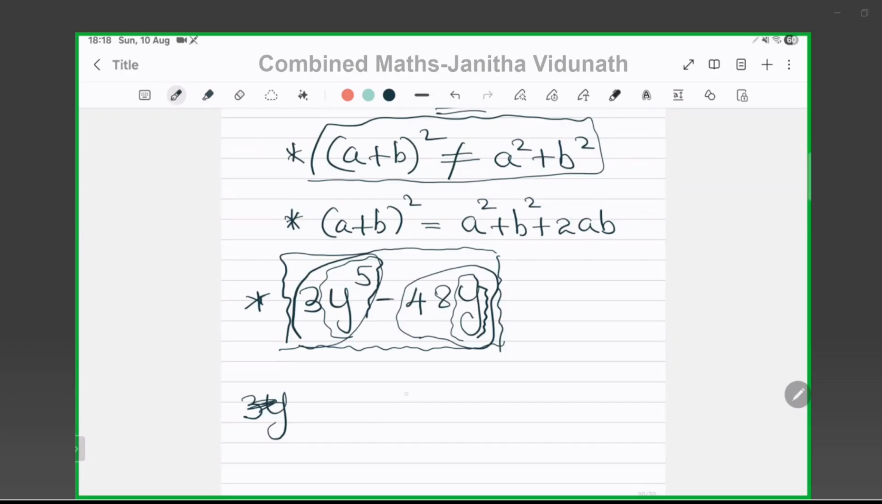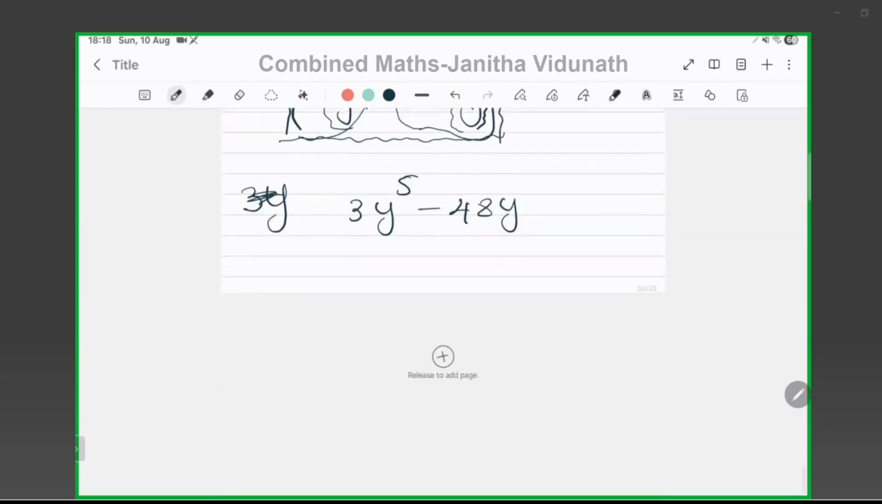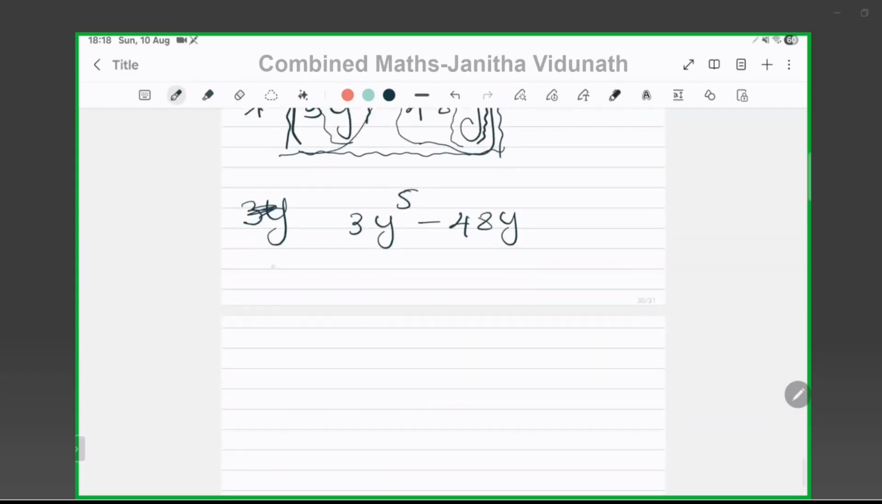Before doing a difference of squares or factorizing a trinomial, first we need to check whether there is a common factor for all the terms. Here we can observe for 3 times y to the power 5 minus 48y, both terms have the common term 3y. Then we take out the common term.